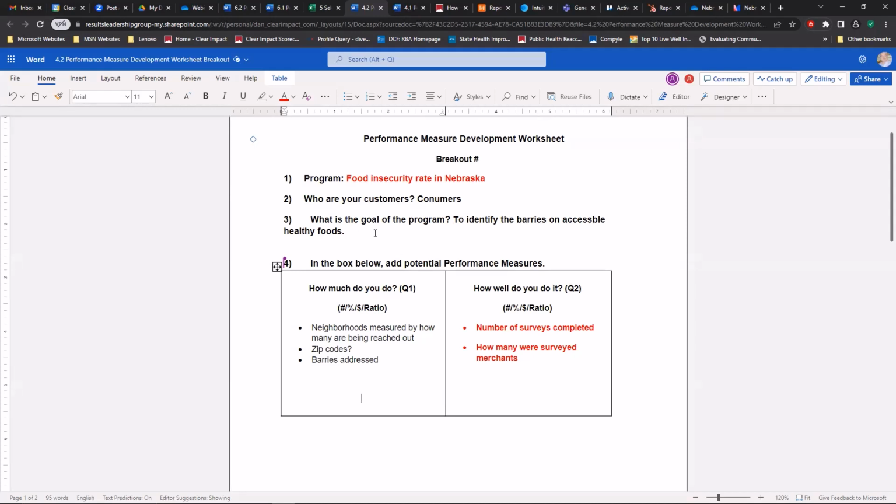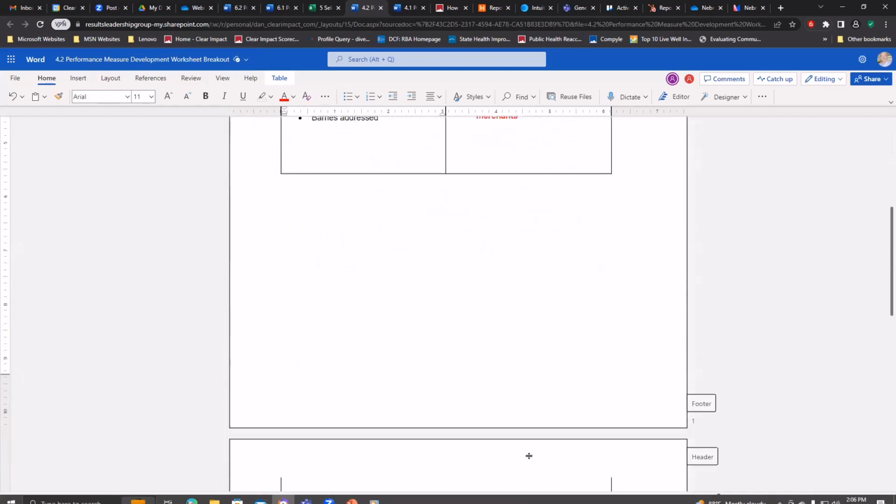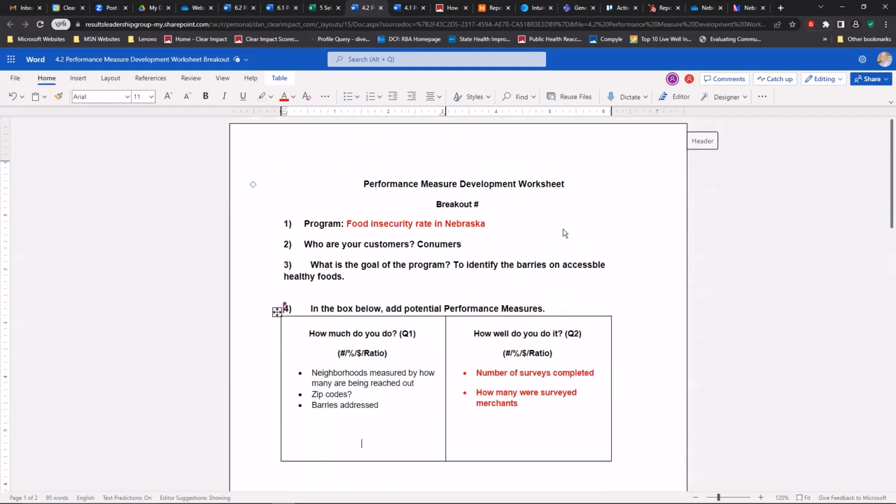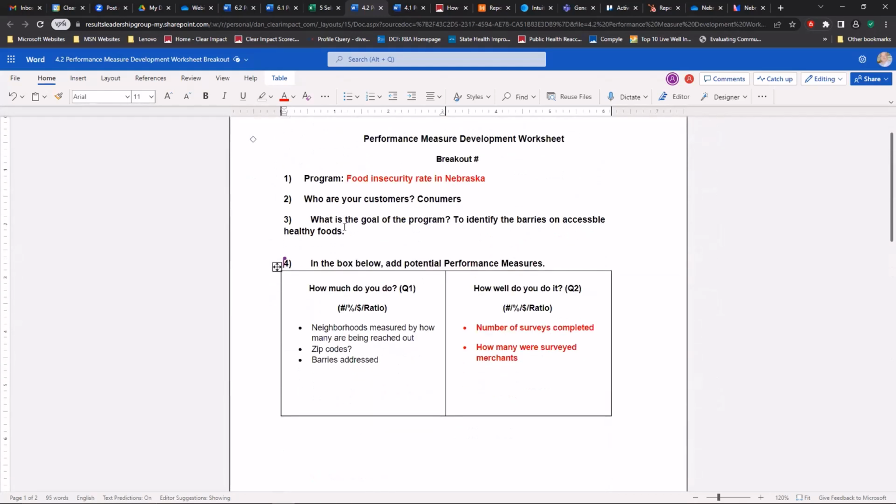So what you're trying to do in the needs assessment is identify the barriers. It doesn't say anything about addressing or reducing the barriers. That wasn't the goal. The goal of this program is just to identify these 5, 6, 7, 10 barriers. Then you're going to develop new programs to reduce or eliminate those barriers. This is just the needs assessment itself. So it's not about addressing the barriers. This is only about identifying the barriers to accessing healthy foods.